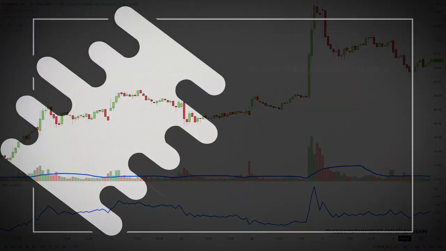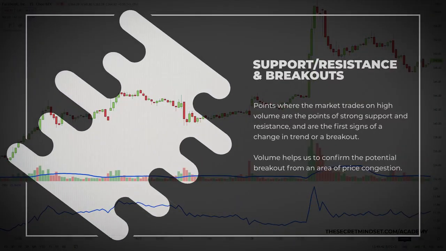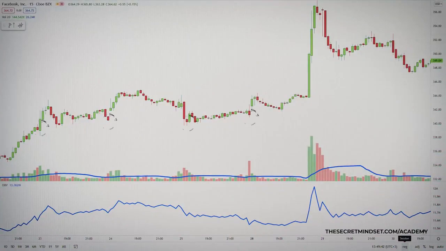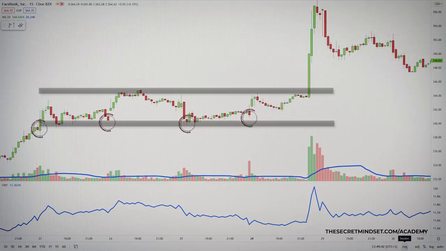Points where the market trades on high volume are the points of strong support and resistance, and are the first signs of a change in the trend or a breakout. Volume helps us to confirm the potential breakout from an area of price congestion. In this example, we can see that we have high volume at the bottom of each market reversal, which is suggesting buying or accumulation at these points.